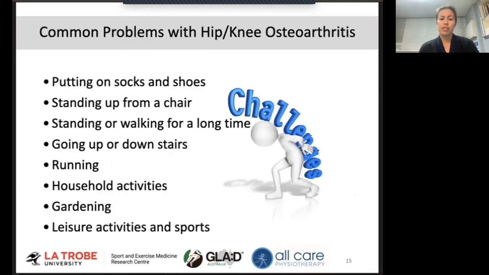So common problems with hip and knee osteoarthritis that we often see people discussing and saying that they're having trouble doing are putting on socks and shoes, so that bending forward, standing up from a chair, standing or walking for a long time, going up and down stairs, running, completing household activities, gardening, and leisure activities and sport. It's important to work with your physio to develop realistic goals to improve your ability to do the things that you want to do. The GLAD program may help to achieve many of these goals, but there also may be extra things that we need to do to help you to get there.